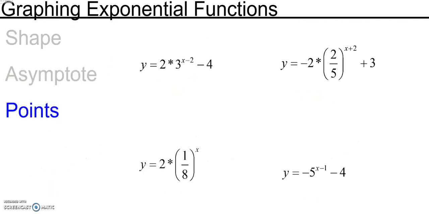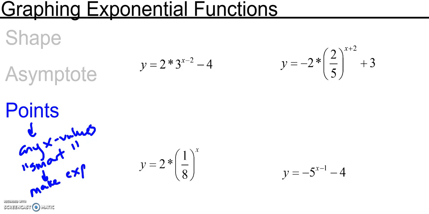And lastly, I want to find some points. Here I can pick any x values, because the domain of an exponential is anything. I'm just going to pick what I call smart x values, x values that are going to be easy to plug in. What I think about as smart is I want to plug in x values that make the exponent 0. That's my goal in order to get what I call a smart value.